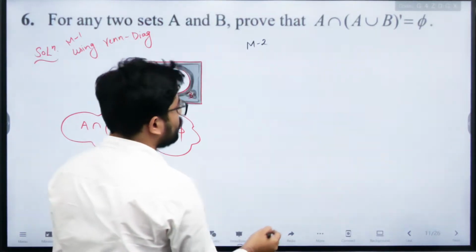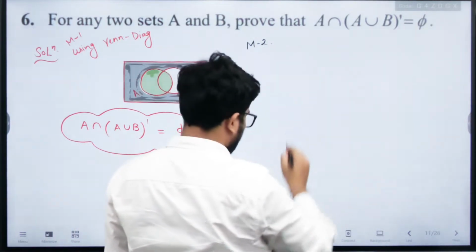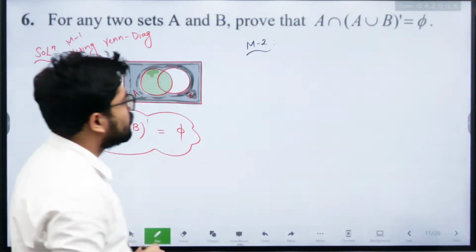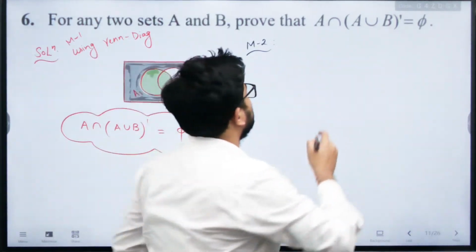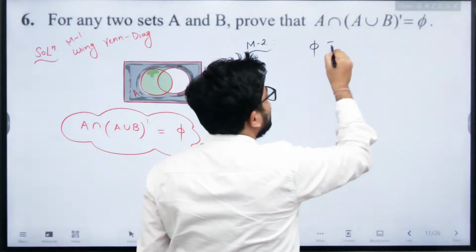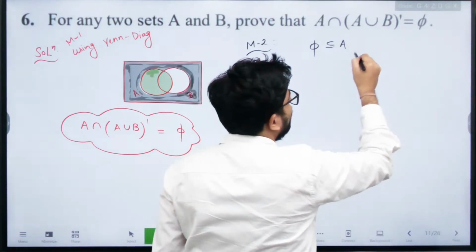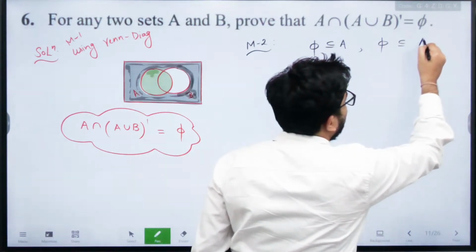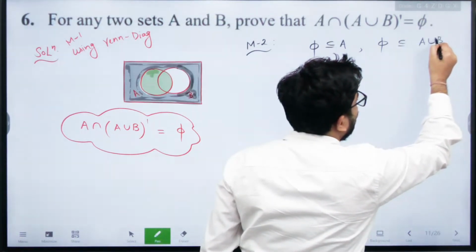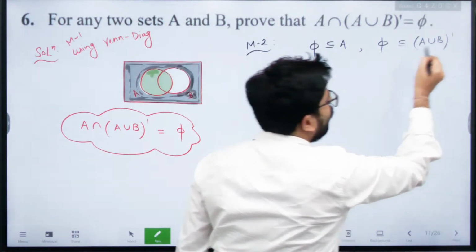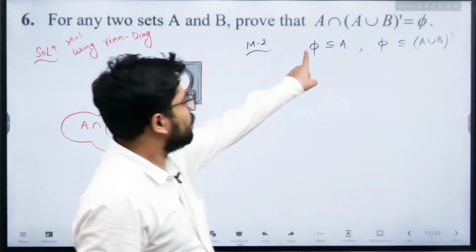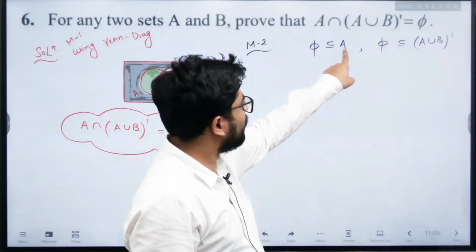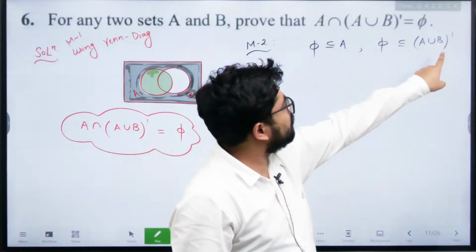Sir, we already know if you have to show two sets are equal, then you have to show one is a subset of the other and the second set is also a subset of the first one. So method number 2 says, we already know phi, the empty set, is a subset of any set. So phi is a subset of A, and phi is a subset of A union B whole complement.